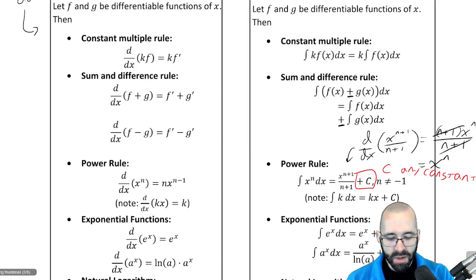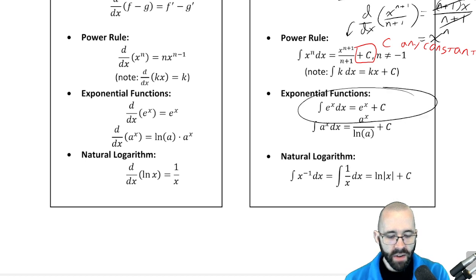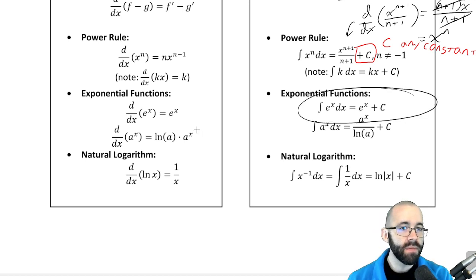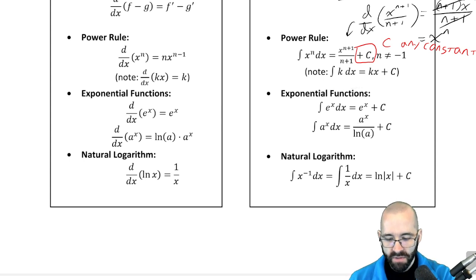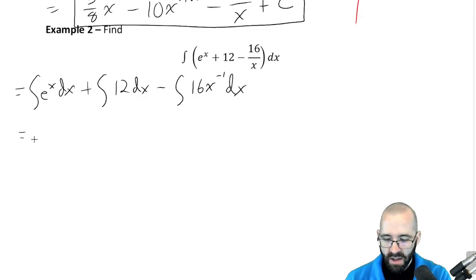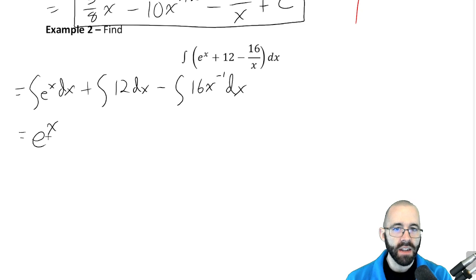Now we just use our properties. How do we find the antiderivative of an exponential function? Antiderivative of e to the x is just itself. That one's easy. This is just e to the x plus any constant. We'll add the constant at the end.